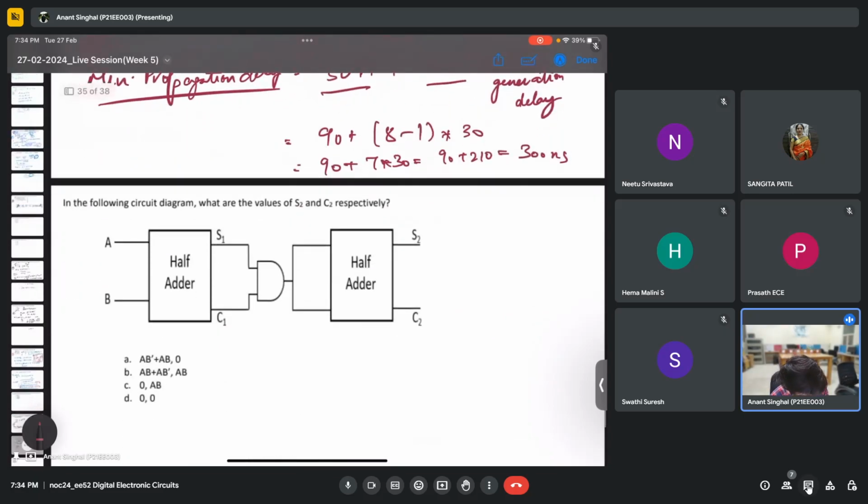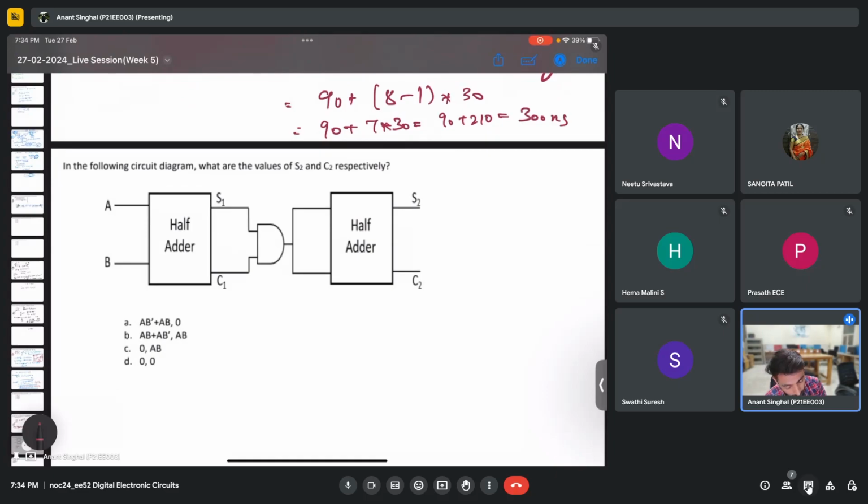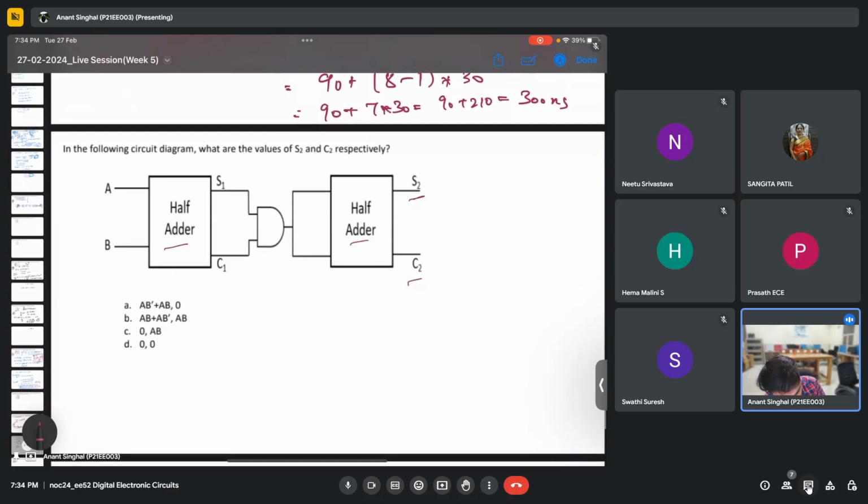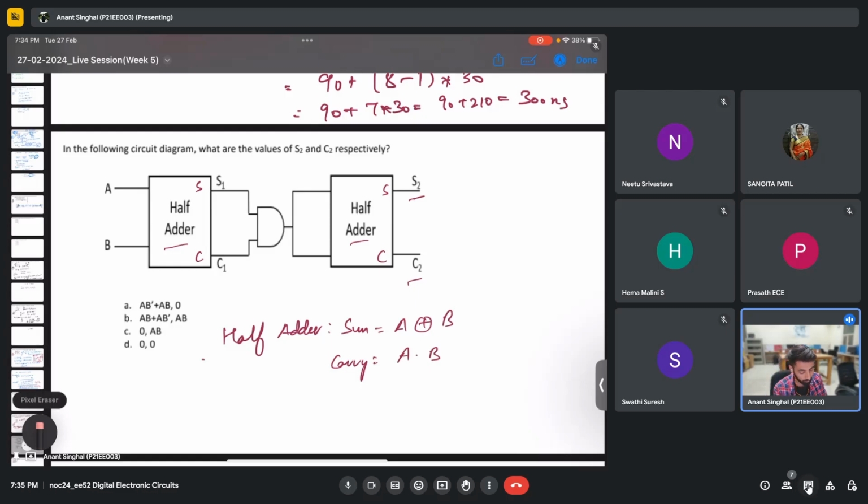Now we have half adders. In this circuit we have two half adders, and we need to find the value of S2 and C2. Just to clarify, a half adder has two outputs, sum and carry, which is why it is written as S and C. The sum of a half adder is given by A XOR B, and carry is given by AB. You need to find the value of S2 and C2. You can take maybe 2 minutes and let me know the answer. This is very basic.